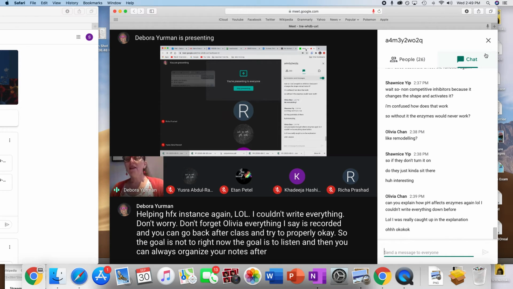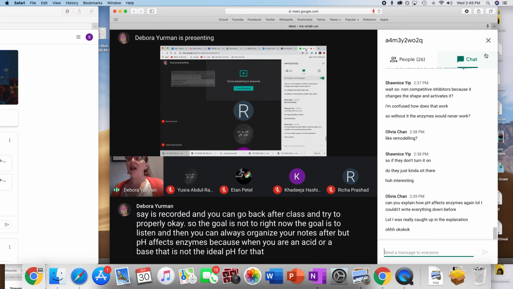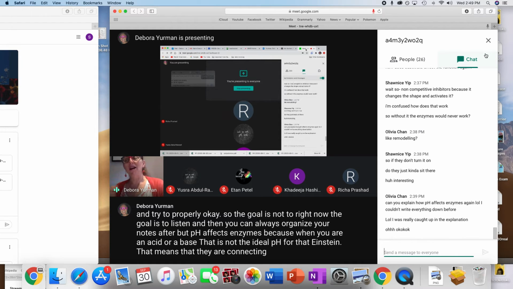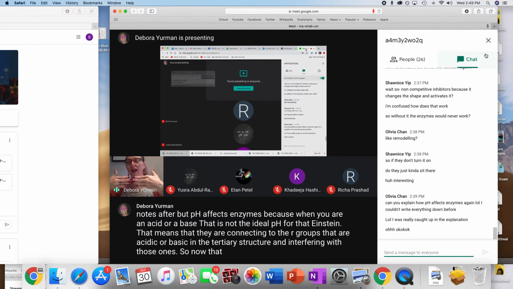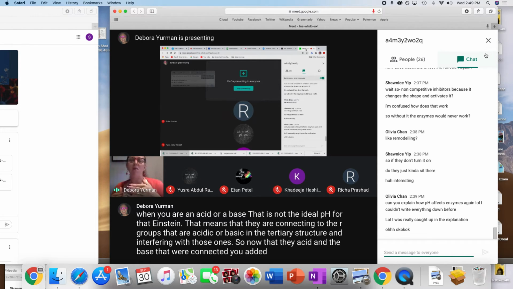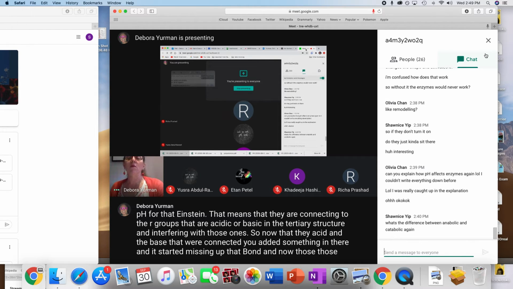But pH affects enzymes because when you add an acid or a base, that is not the ideal pH for that enzyme. That means they are connecting to the R groups that are acidic or basic in the tertiary structure and interfering with those bonds. So now the acid and the base that were connected, you added something in there and it started messing up that bond, and now those connections will break and the enzyme will change its shape.